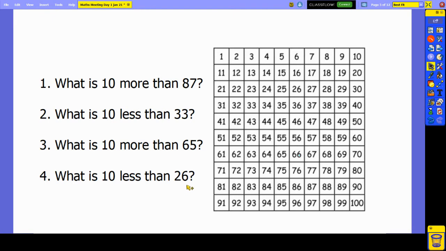What is 10 less than 26? 10 less than 26, so I'm going less this time. I'm going to find 26. That's correct. I jump up to 16. 10 less than 26 is 16. Brilliant work. Fantastic concentrating.